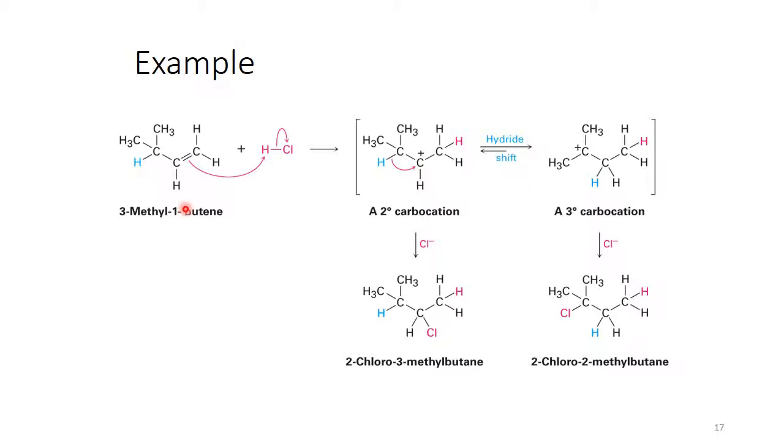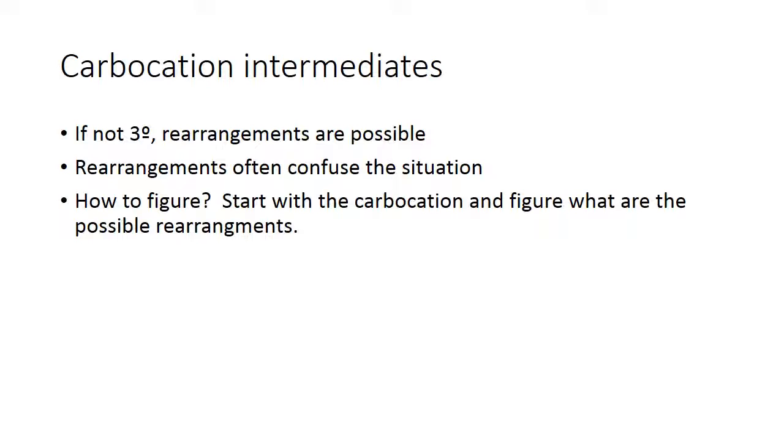Now, do you always have carbocation rearrangements? No. And for the most part, I'm going to give you compounds in which you won't have carbocation rearrangements. But they do occasionally occur. And the kind of problems that I will give you is where you look and you say, oh, a carbocation rearrangement must have occurred because the carbon structure changed. So if you don't have a tertiary carbocation, the rearrangements are possible. They do confuse the situation.